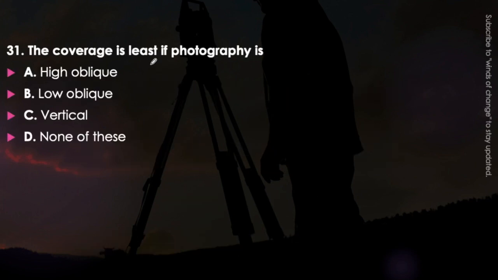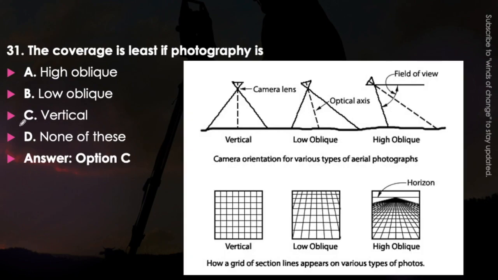The coverage is least if the photography is high oblique, low oblique, vertical or none of these. Just think about it. In case of the photography, if it is oblique or vertical, then the coverage will be least in which case? It is an easy question. You can easily think about it. The answer will be option C, that is, in case of the vertical photography, the coverage will be least.